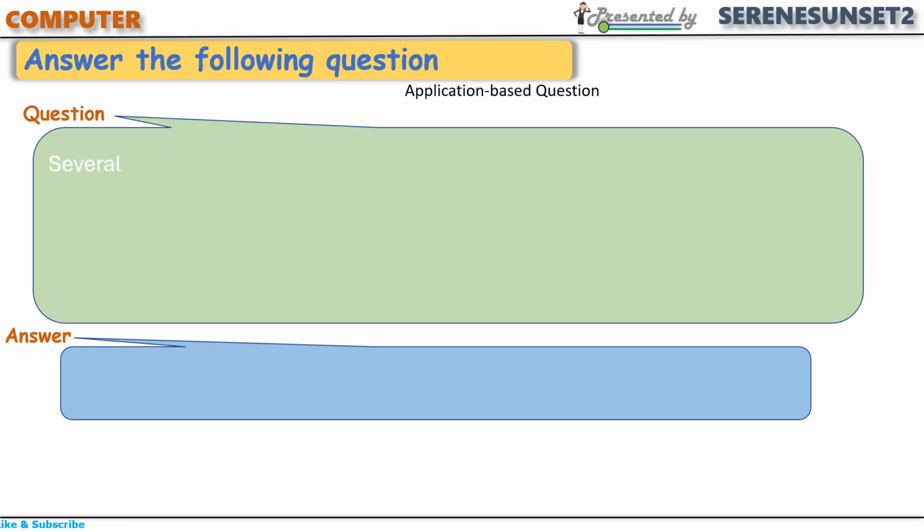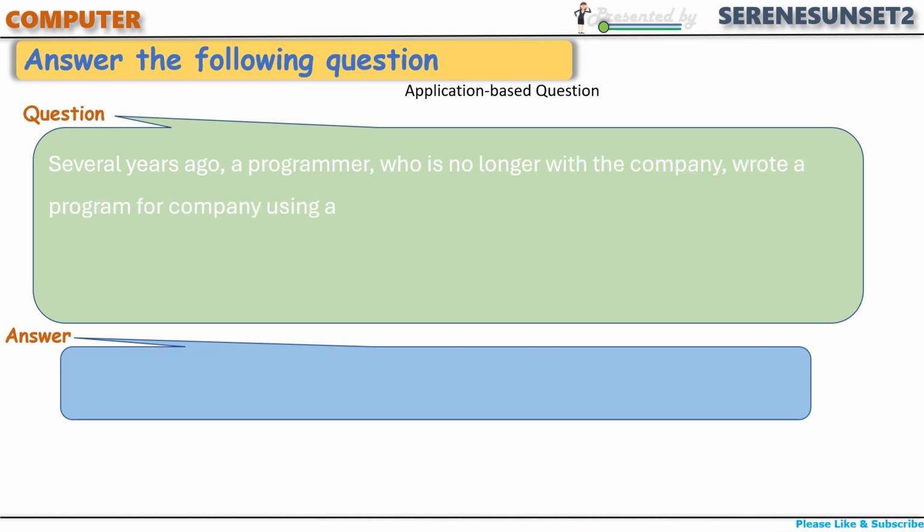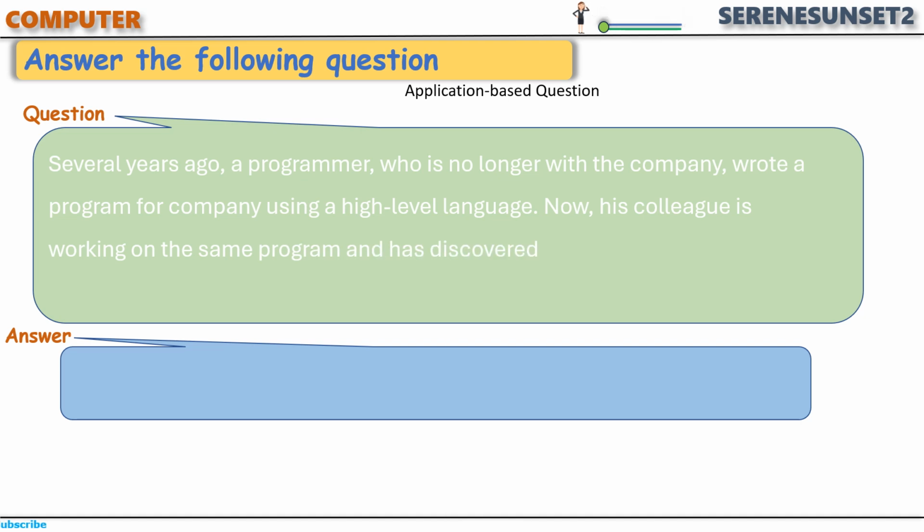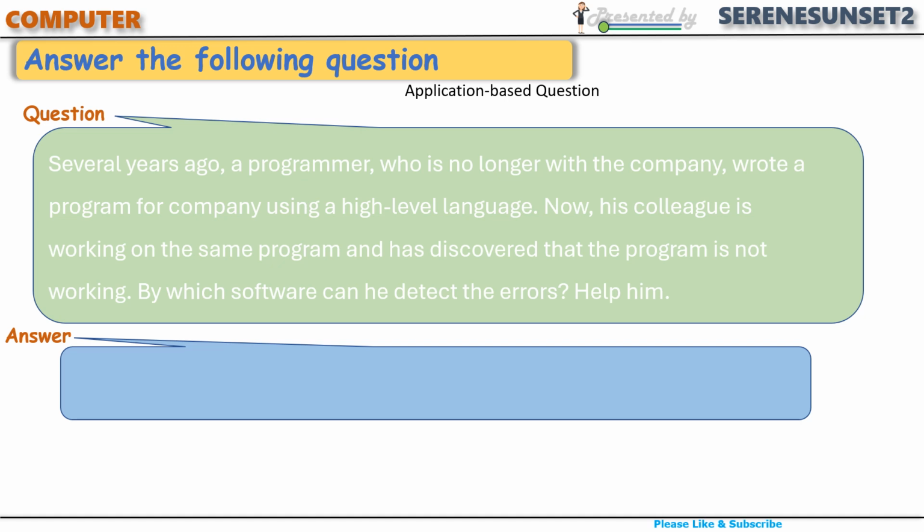Application-based question. Several years ago, a programmer who is no longer with the company wrote a program for a company using a high-level language. Now his colleague is working on the same program and discovers that the program is not working. By which software can he detect the errors? Help him. Answer: either by compiler or interpreter.